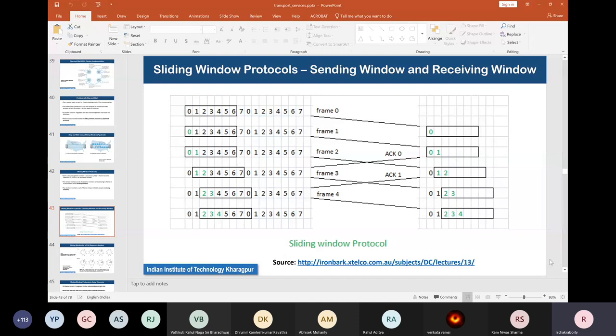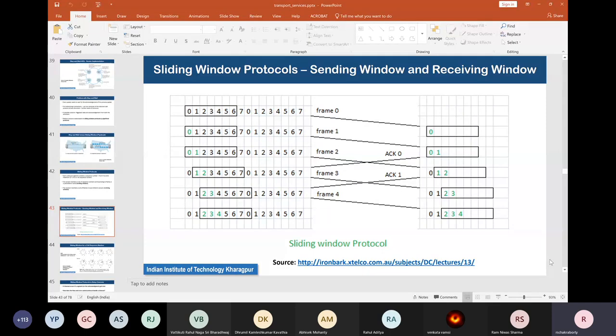Let's see the sliding window protocol. Please pay attention, because it's slightly complicated. Notice these rectangular boxes on the sender side and the receiver side. On the sender side, the ones shown in green are the packets which have already been sent out. The sending window basically slides to the right, and similarly the receiving window also slides to the right.